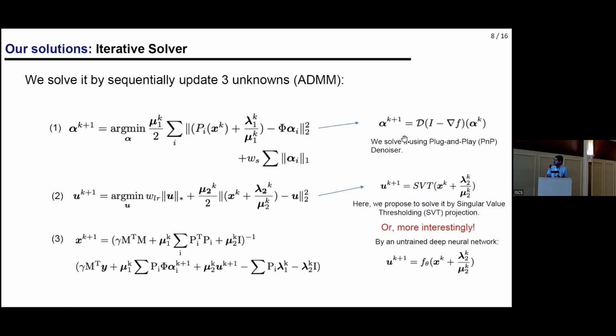We had a very good discussion on how we need to treat the denoiser, and put a denoiser on I minus the gradient of f, where f is this L2 penalty. And we found it very interesting that we can replace the singular value thresholding operator with something called deep image prior.